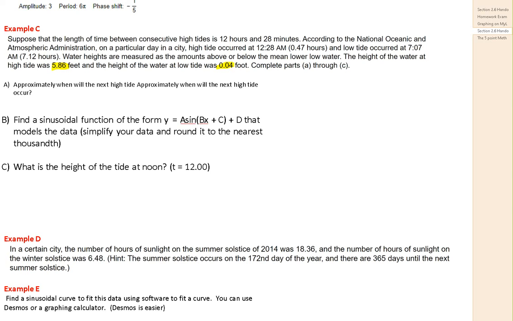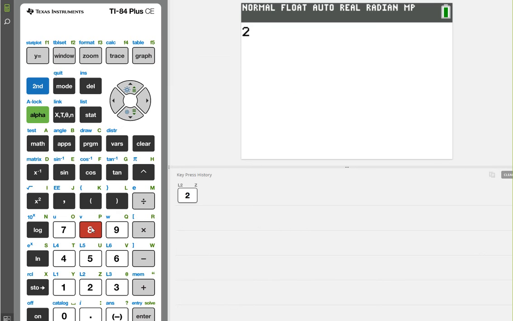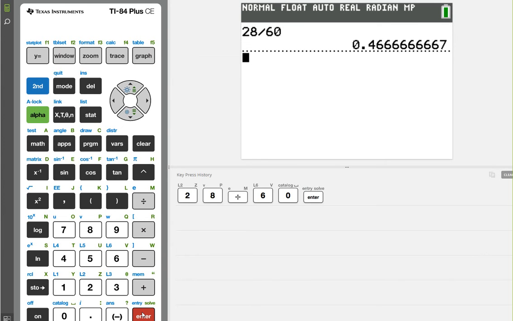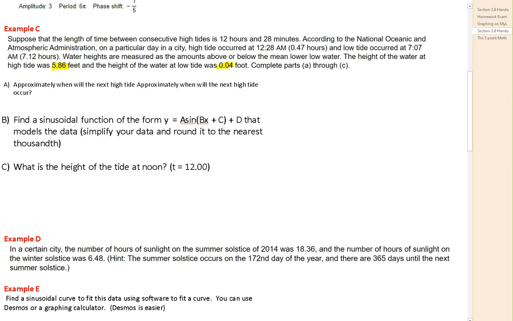There is one thing you're going to have to adjust. You know what it's going to be. You have to get rid of units of minutes. So you can take 28 minutes divided by 60 to convert it to units of hours. So everything is in units of hours. And then I can add 12, and that's my period. Call it 12.47 hours. So the period is 12.47.